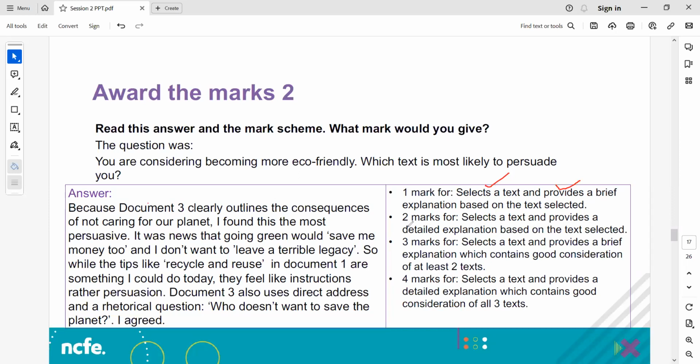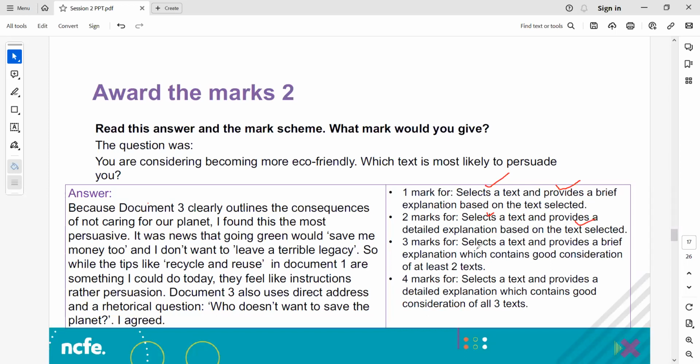Let's have a look at if they can be awarded 2. They've selected a text, we know they've done that. Provide a detailed explanation based on the text selected. So have we got some detail there? Yes. So it was news that going green would save me money too. So we've got a quote there from the text, so we can tick that. So we've definitely got 2 marks.